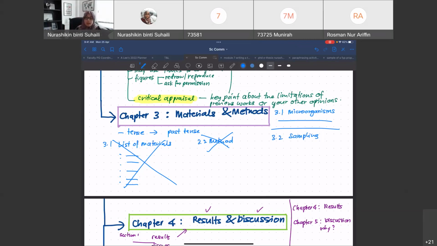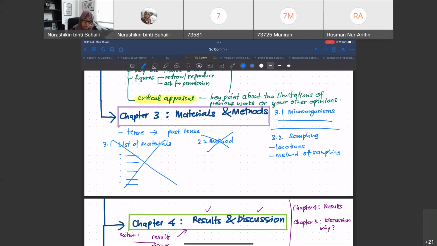And the way you organize the chapter should be from the first point. For example, microorganism, and then you write isolation, maybe you have to go to sampling, right? So where's your sampling? Next the location, maybe the method of sampling, right? Method of sampling, things like that. Okay, and then you divide into subchapters as well.